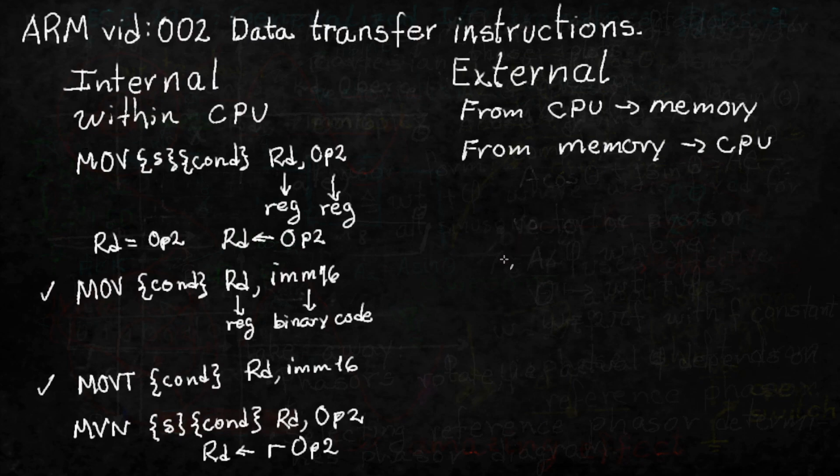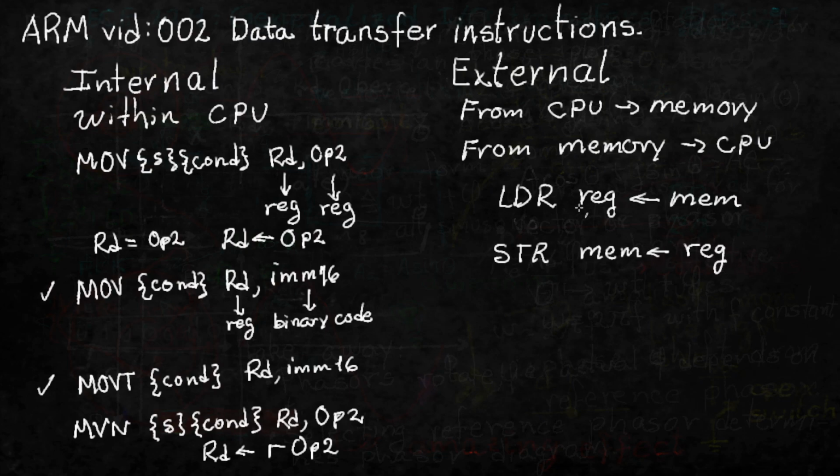Let's move to the external. In the external group we have several instructions, but I want to talk about two of them today. We have the LDR, which moves information from memory onto registers, and data is going to come from memory. And we have the STR, where the memory will be written from a register. LDR is load register, STR is store register.